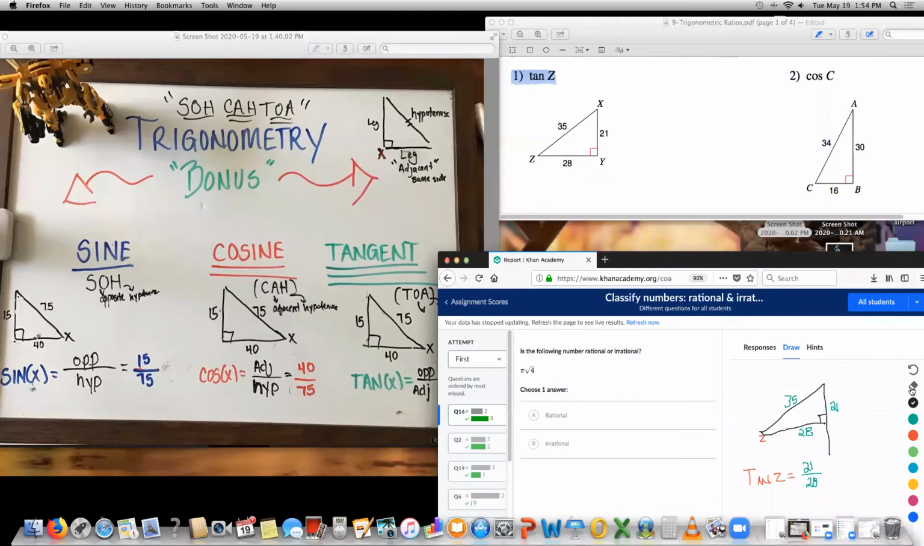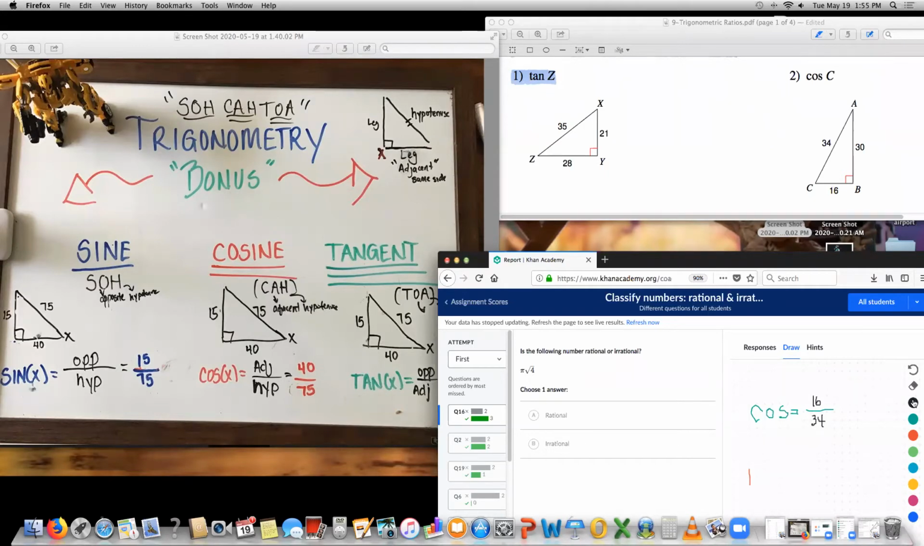So that we can knock these out without even having to draw it all out. If I want to know what the cosine of C is, we don't even need to draw it out. You know that it's 16 over 34, over the hypotenuse. If the hypotenuse in this one is 34, what's adjacent? 16, bang. That's it.